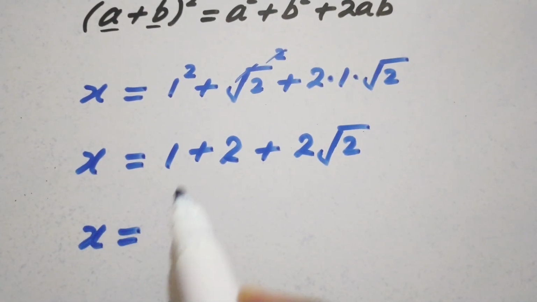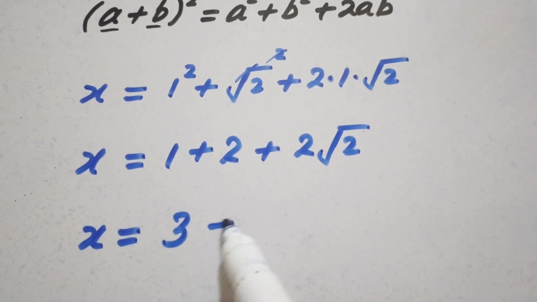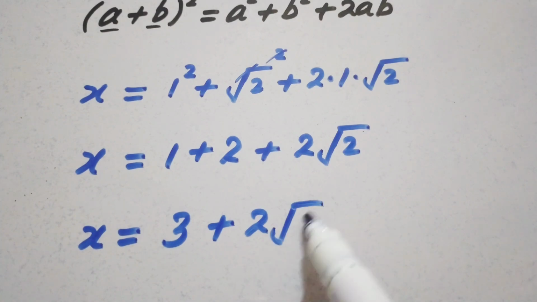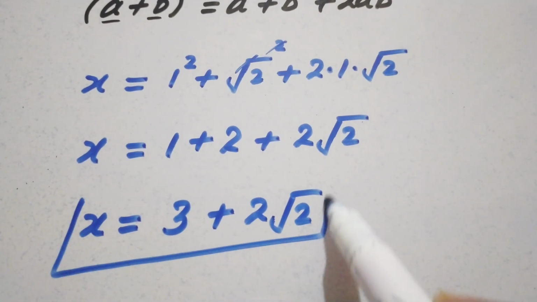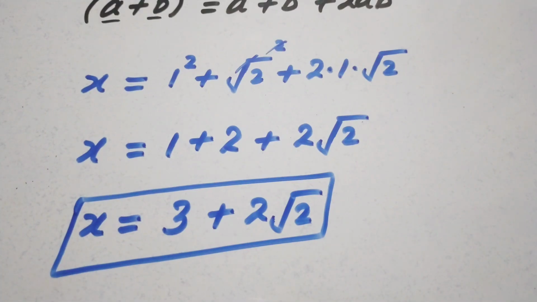x is equal to 1 plus 2, 3, plus 2 into square root 2. This is the final value of x. x is equal to 3 plus 2 into square root 2.